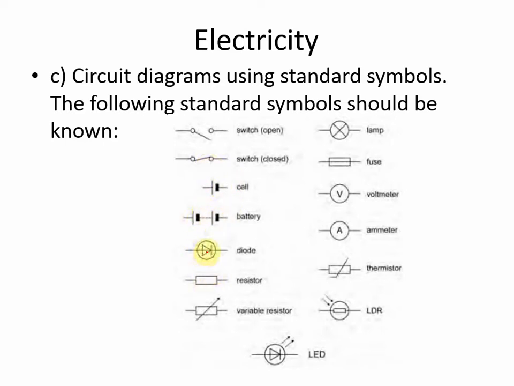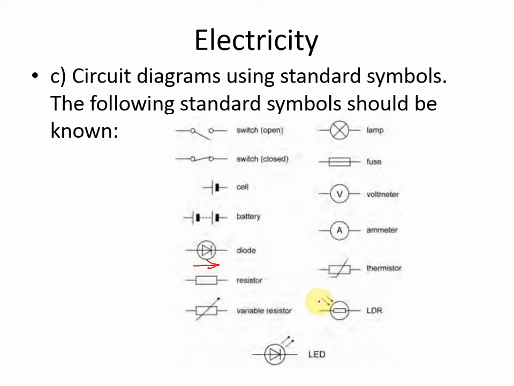A diode, diodes only allow current to flow in one direction. That's always the direction of the arrow within there, so you can see it there. It allows current to flow that way. There's a resistor, a variable resistor, so that arrow through it means that it's variable. An LED, that's a diode that gives out light, so it's a light emitting diode.